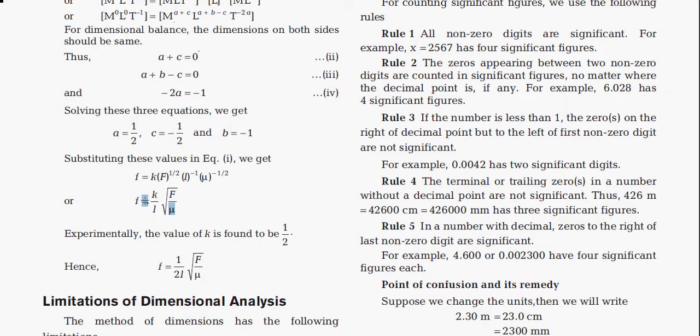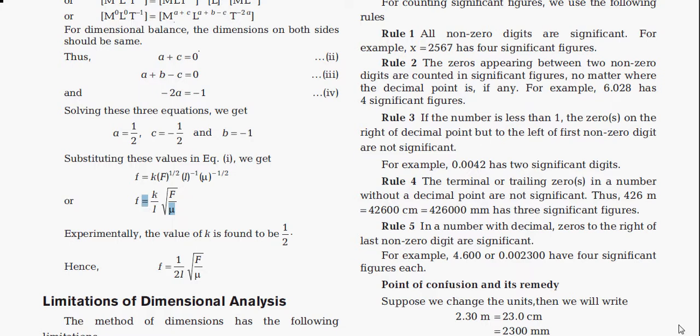Experimentally they find that K is nothing but 1 by 2. This does not come in the examination. You need to solve till here only. Even if you have any doubt, just comment. There is a comment box below the video. Just ask me your doubt, and definitely I'll try to resolve it as soon as possible.